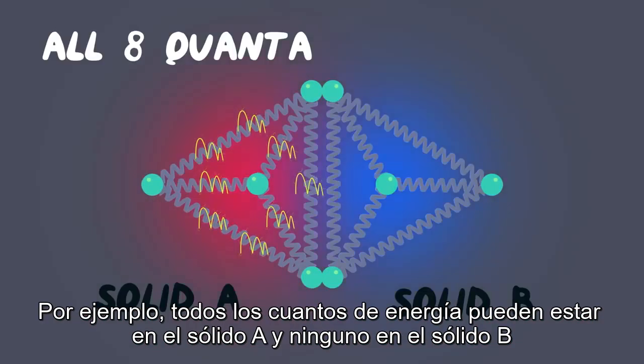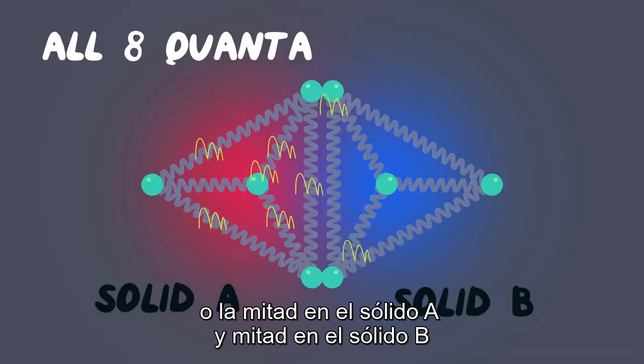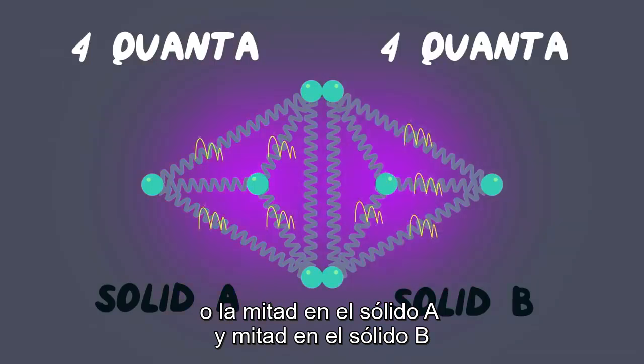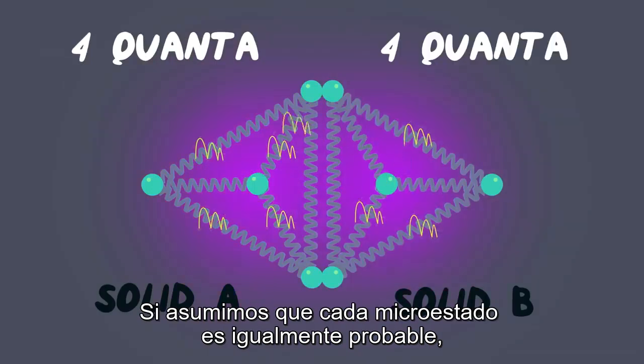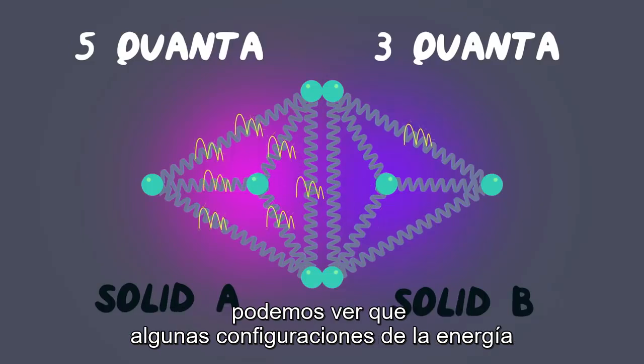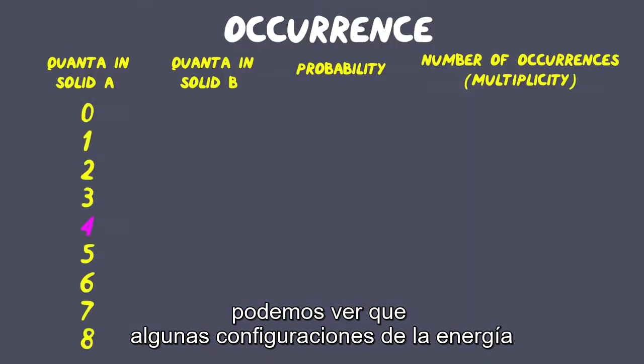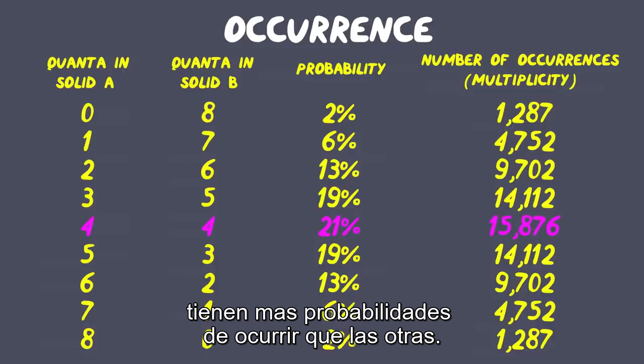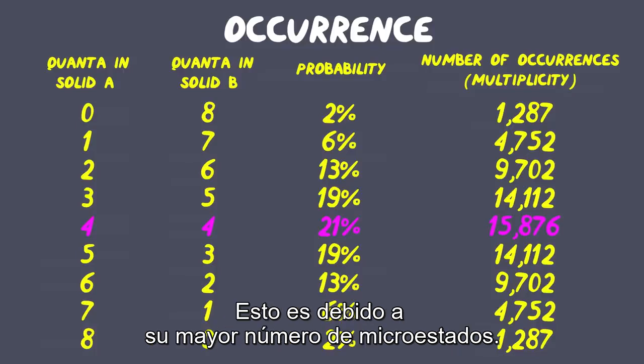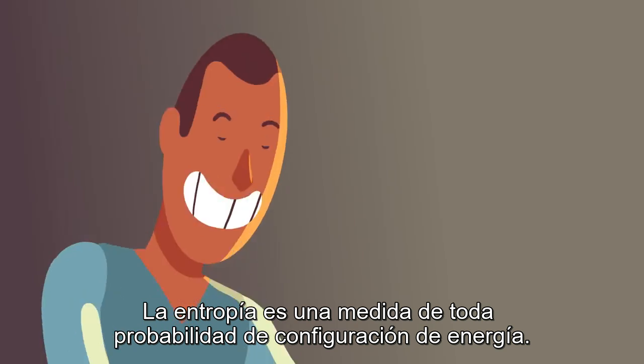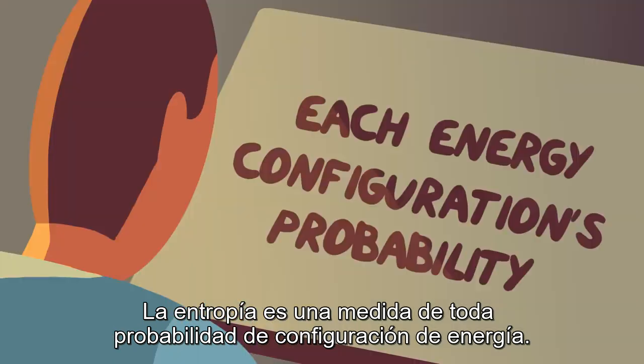Of course, there are other ways our 8 quanta of energy can be arranged. For example, all of the energy could be in solid A and none in B, or half in A and half in B. If we assume that each microstate is equally likely, we can see that some of the energy configurations have a higher probability of occurring than others. That's due to their greater number of microstates. Entropy is a direct measure of each energy configuration's probability.